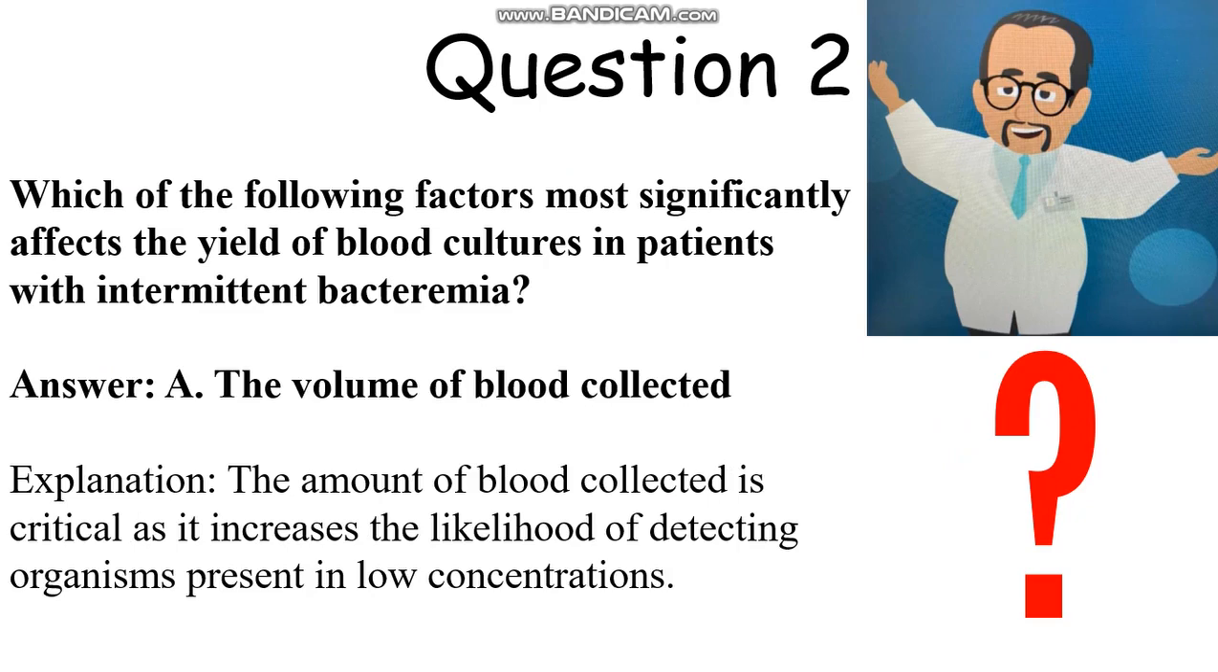The amount of blood collected is critical as it increases the likelihood of detecting organisms present in low concentration. This is why we talked about this before. We said it's recommended to collect 2 to 3 sets with 20 to 30 ml per set.